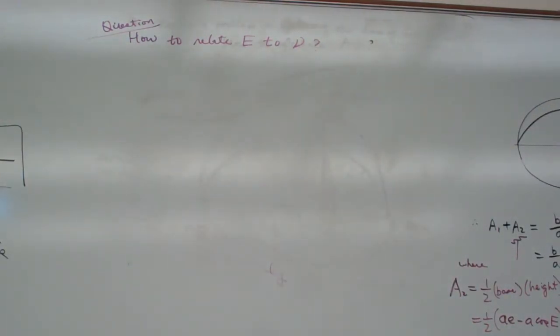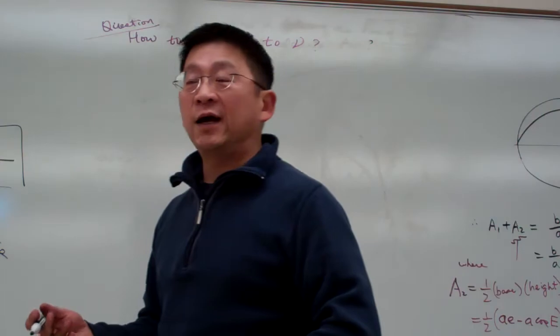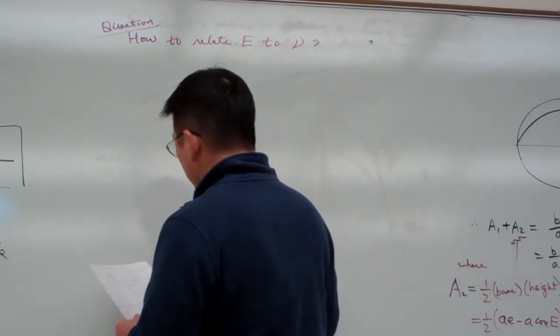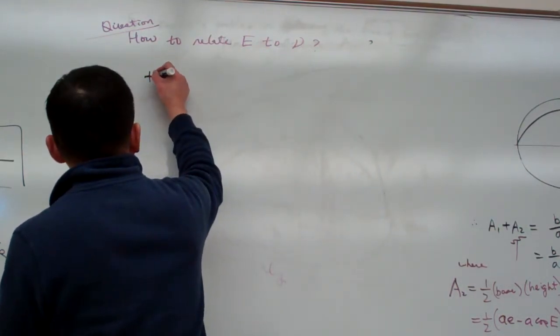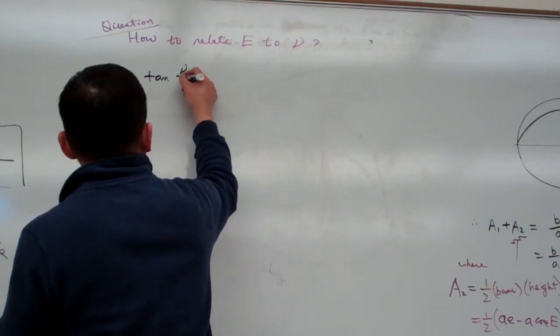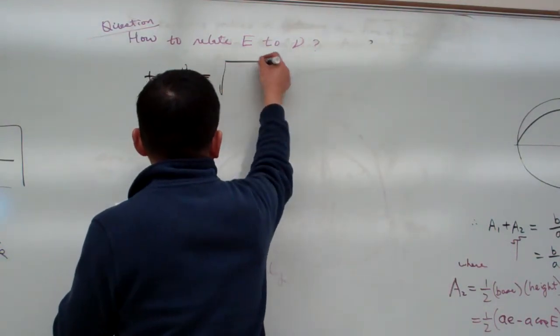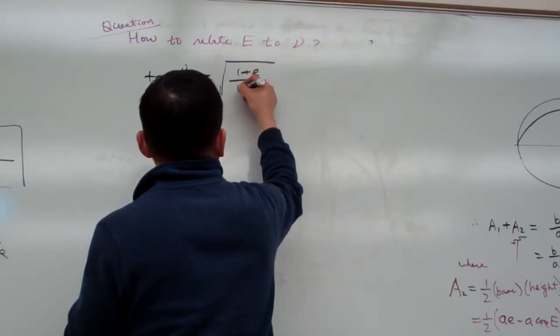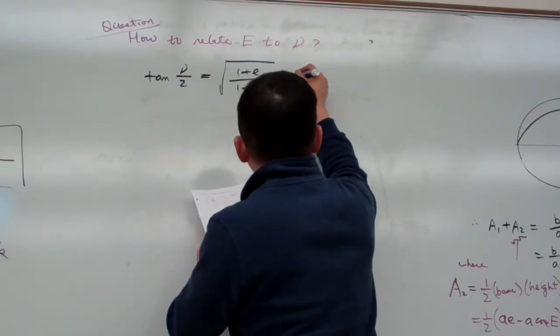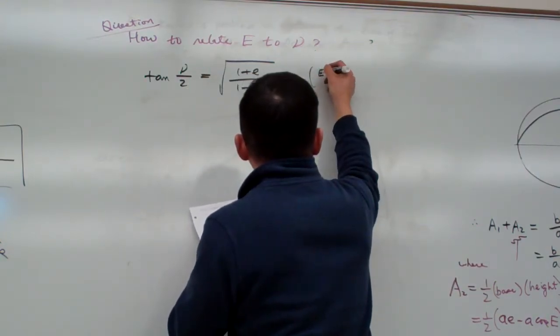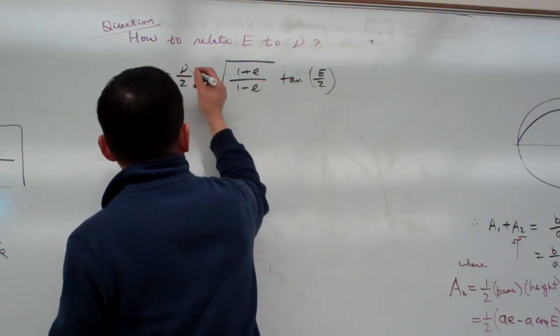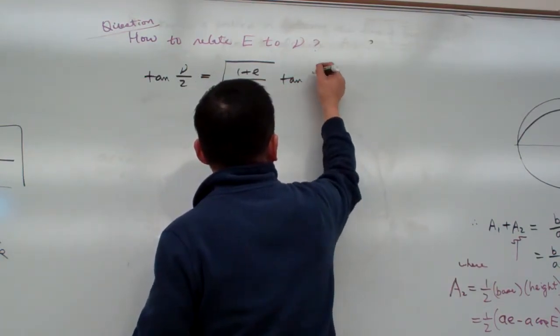Let me give you the result first, and if we have time, then we'll derive it. This one is tangent of nu over 2 equals the square root of (1 plus e) over (1 minus e), times tangent of E over 2. How about we get rid of the parentheses?